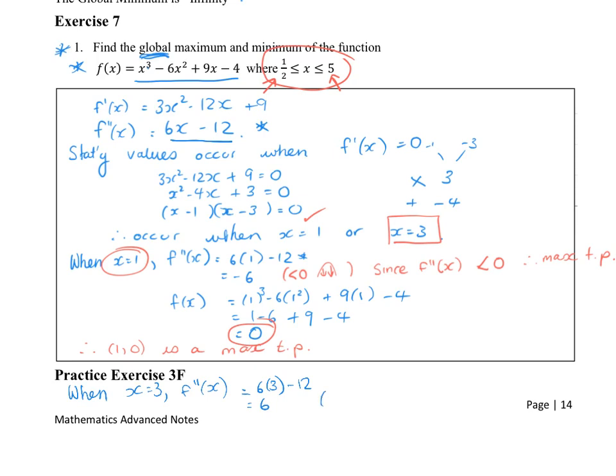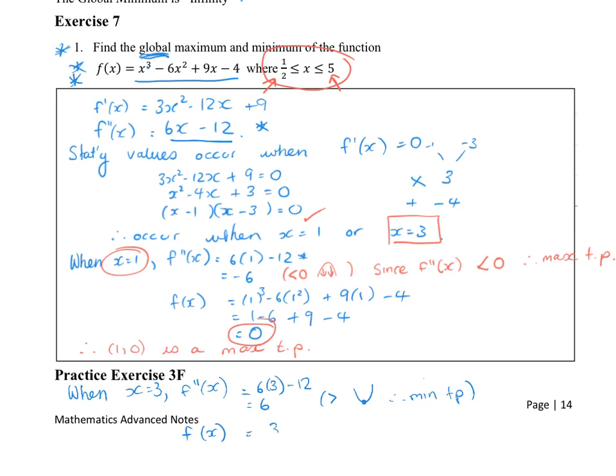Okay, so the fact that that is positive means that it's concave up, which means this has to be a minimum turning point. Therefore, minimum. But let's go and find out what the actual point is. So we need to put it into the function to find the coordinate. So we put it into this one up here.